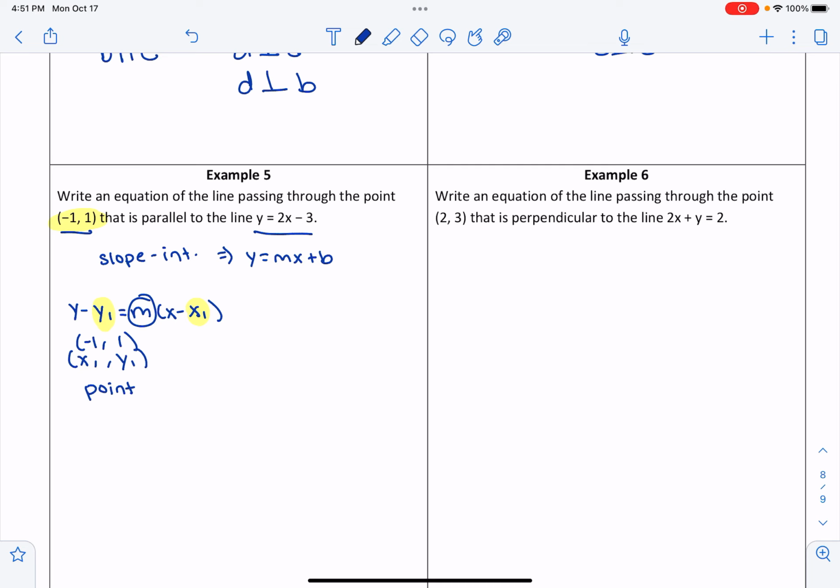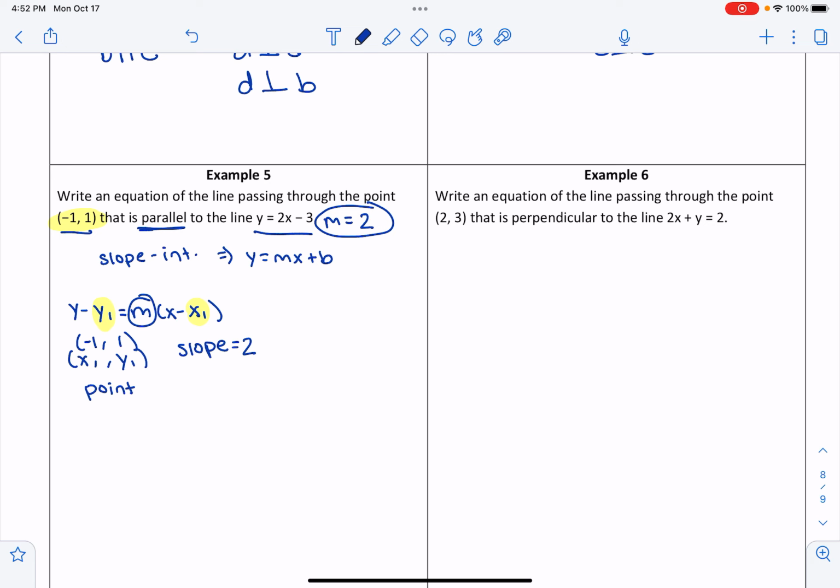Well, if you look back in the stem of the problem, it says we need to write an equation that's parallel to this line. So if we look at y equals 2x minus 3, the slope here, m, remember m is our slope, is 2. Now parallel lines have the same slope. So our new slope needs to be the same as our old slope. If our old slope was 2, our new slope also needs to be 2.